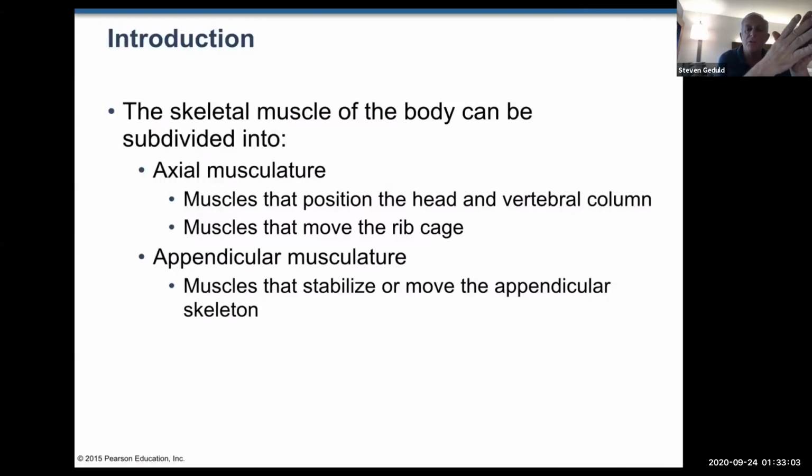Just like we have the bones that were divided into the axial and the appendicular skeleton, we can also divide the muscles into appendicular and axial. And it's the same thing. The axial is your core. The appendicular, everything that hangs off of it. Okay? So axial muscles are muscles that position the head and the vertebral column, and muscles that position or move the rib cage. Your appendicular muscles stabilize or move the appendicular skeleton, everything that hangs off from the center.